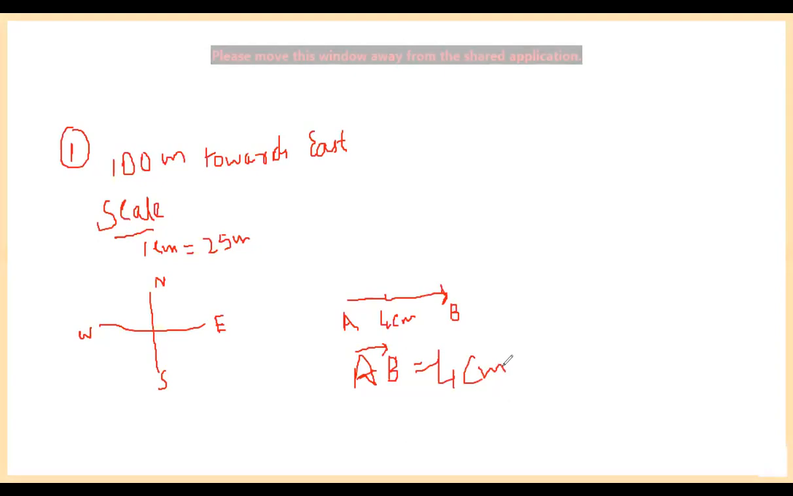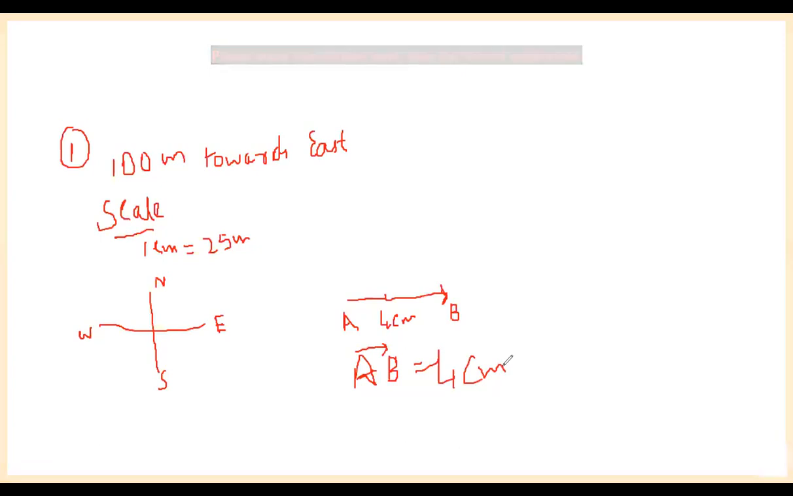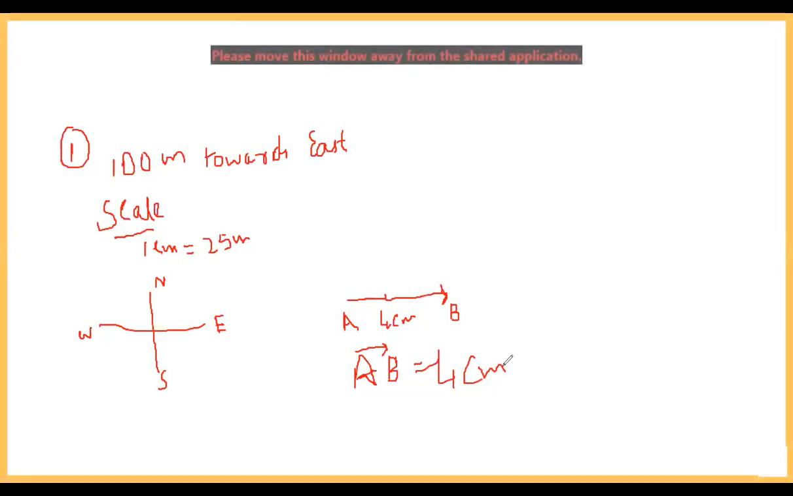I have solved one example for you. What do you mean by the representation of a vector? Here it was 100 meters towards east. Hope you understand the representation of a vector. In the next class, I will give you more examples about vector representation, with different examples and with angles, and we will continue this lecture in the next class. Thank you very much.